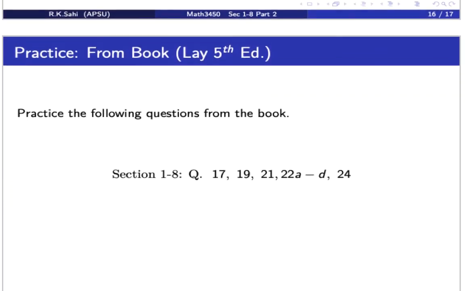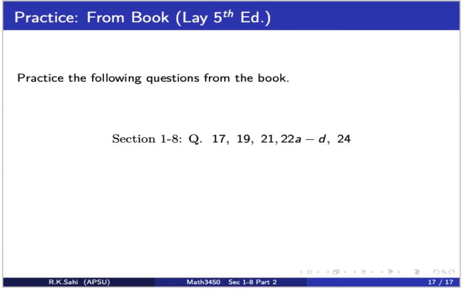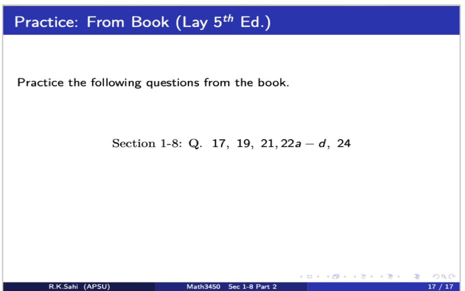Now, as we normally do in our sessions, on the very last slide, I would ask you guys to do some practice problems. They are coming from section 1.8. So 17, 19, 21, 22 A to D, and 24. I would like you guys to practice these.